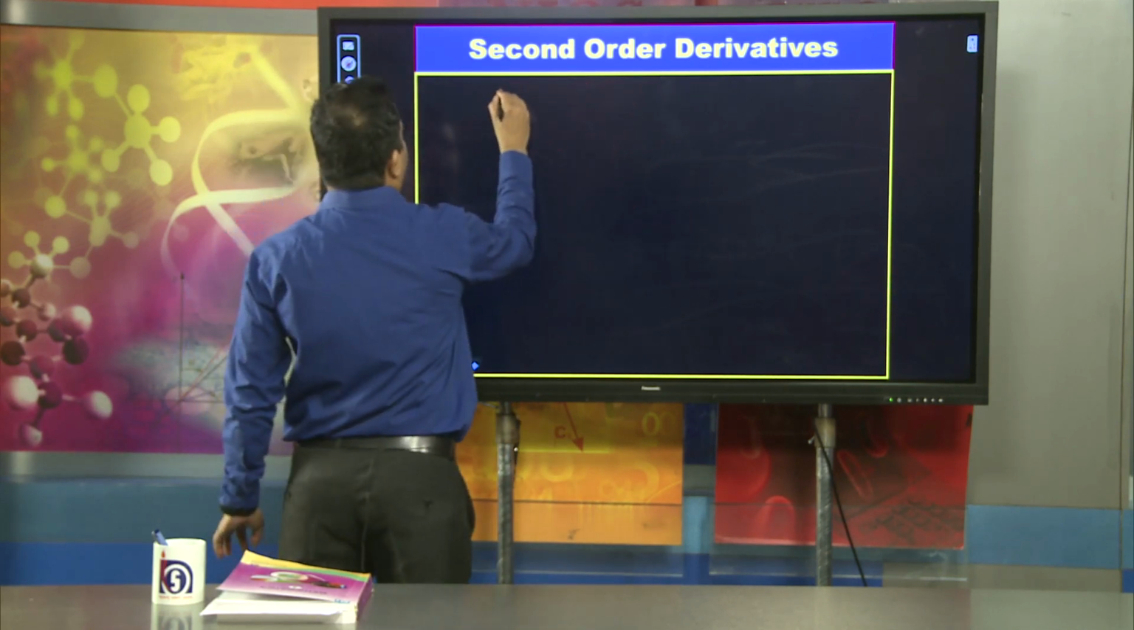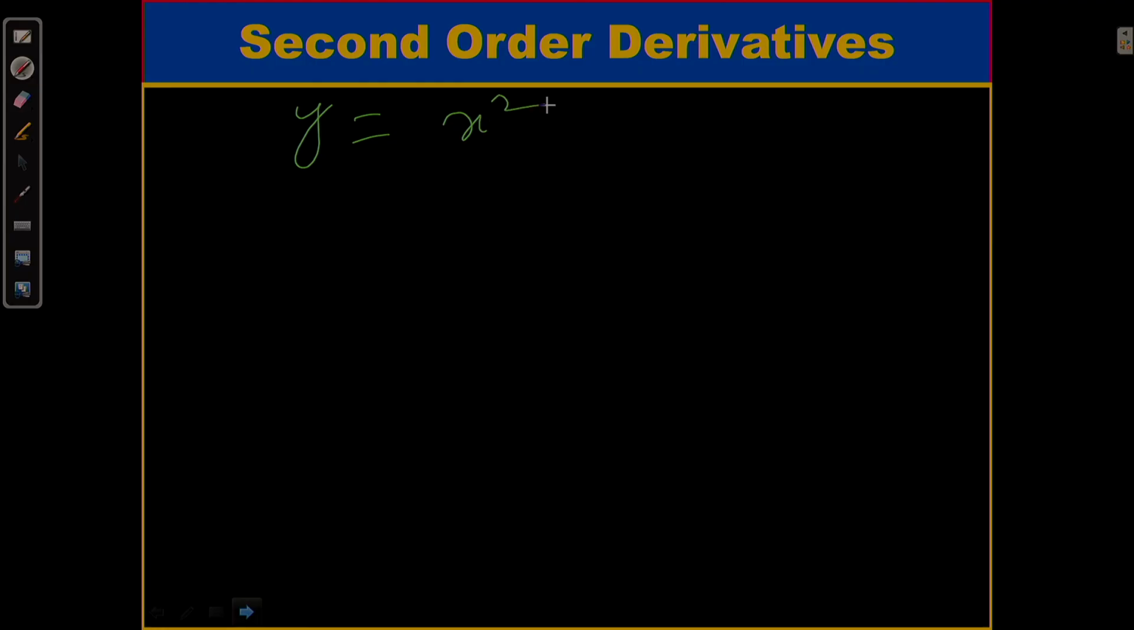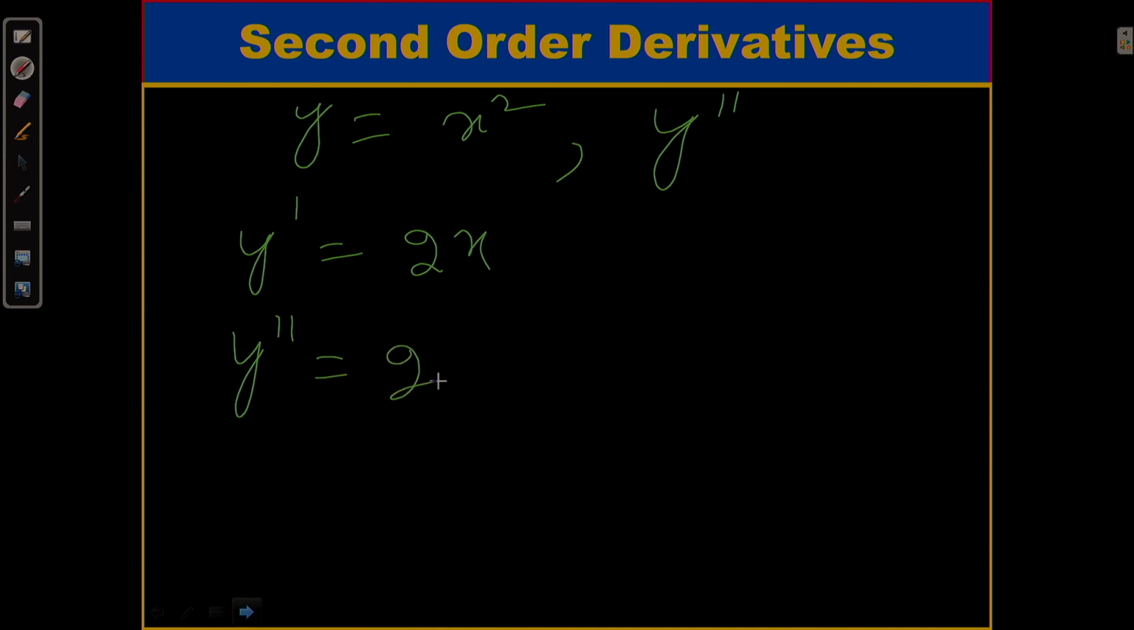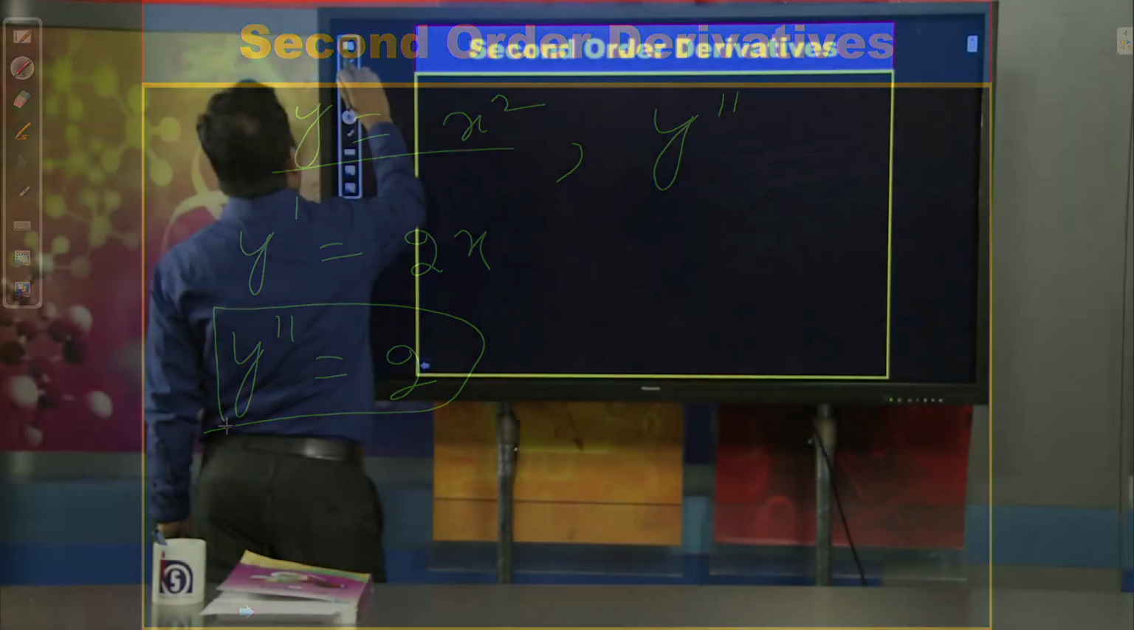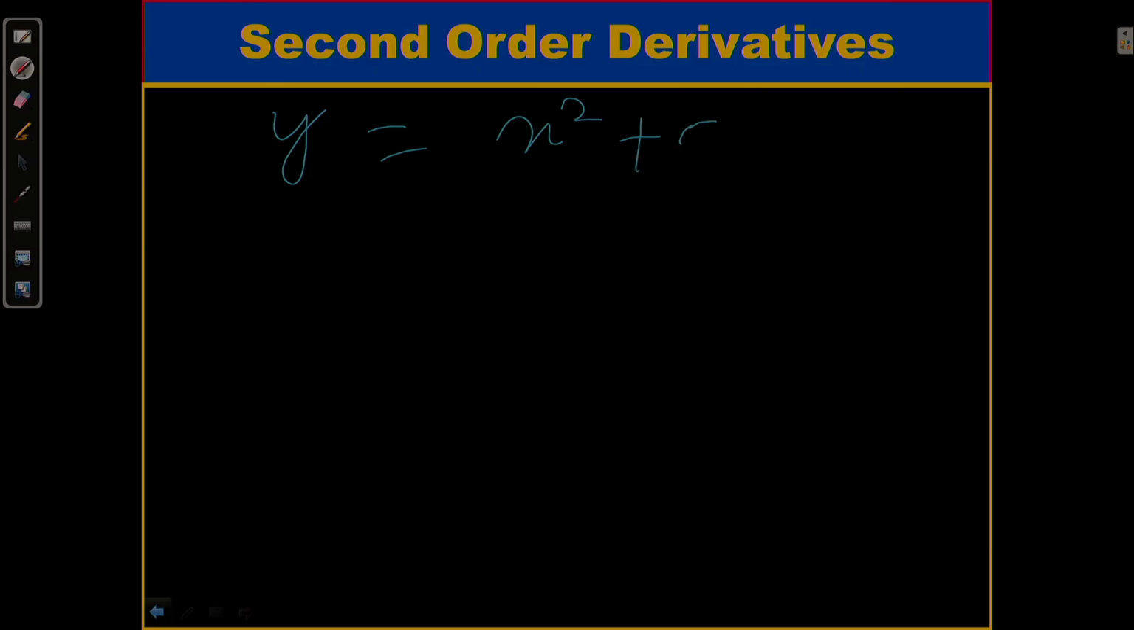Suppose y equal to x square. What will be the second order derivative? That means we are going to find y double dash. First we have to find y dash. y dash equal to 2x, and y double dash equal to 2. This is known as the second order derivative. If y equal to x square, then the second order derivative equals 2.